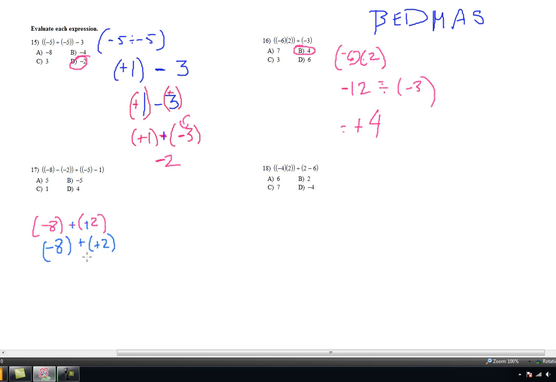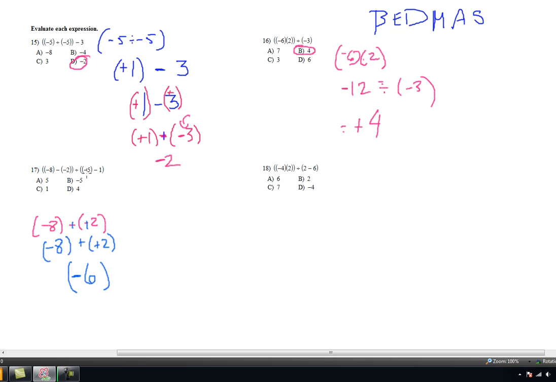Now looking at this, signs are different. I have a negative and a positive, so I have to find the difference between the two numbers. 8 and 2, well, 8 subtract by 2 is 6. And then I take the sign of the bigger number. The bigger number is this -8, so this 8. So looking at the sign, it's a negative, so now my answer is -6.